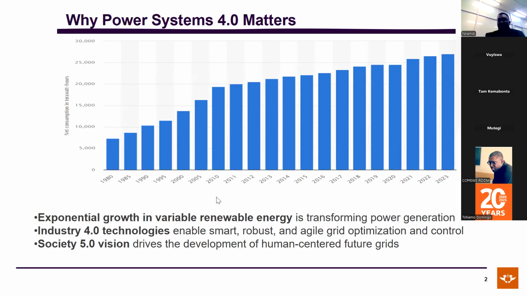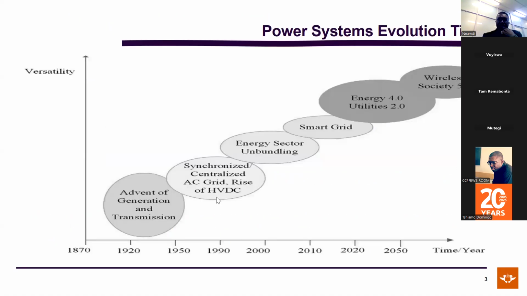And thirdly, the Society 5.0 vision, which is driving us towards human-centered future grids. This is not just about technology, it's also about creating power systems that serve human needs in a more integrated and sustainable way. These three forces together create what we can call the perfect storm that's driving the transformation of power systems 4.0.